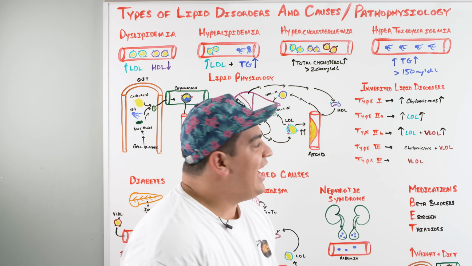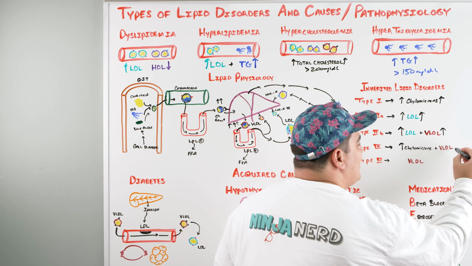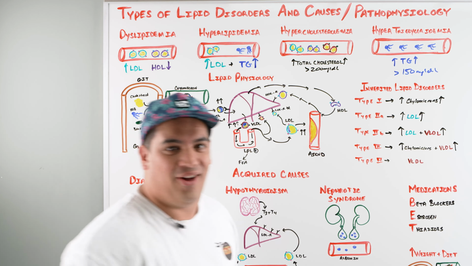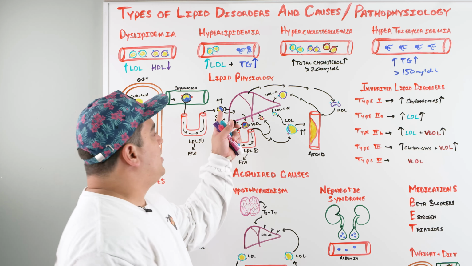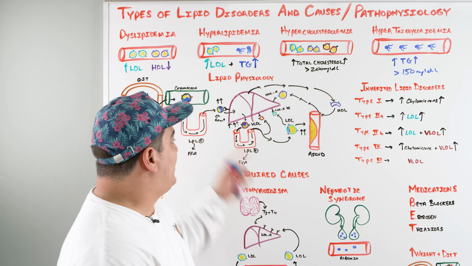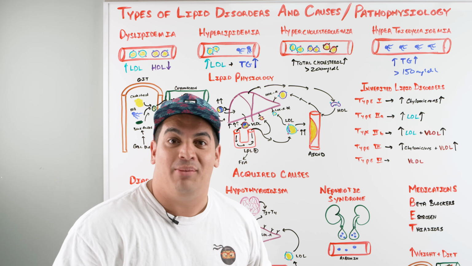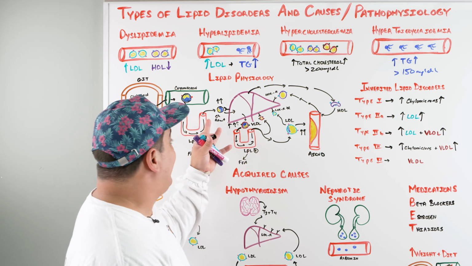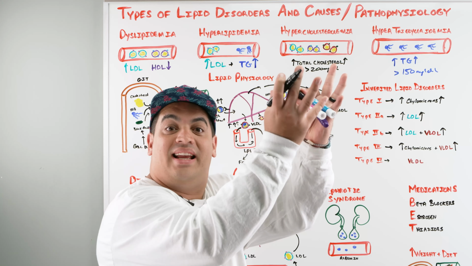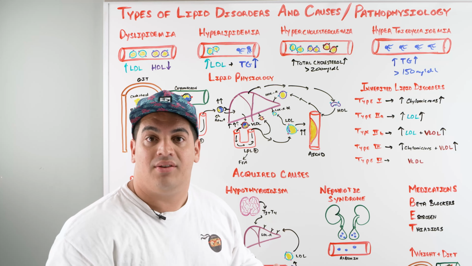The next one is your type 3. And what happens here is there's an increase in your chylomicrons or an increase in the VLDL. The reason why is there's a specific protein on the chylomicrons called ApoE, and it's the same kind of protein on the VLDL. There's a defect within the actual ApoE protein where the VLDL and the chylomicrons can't get uptaken into the liver. So you build up chylomicrons and build up VLDLs in the blood.